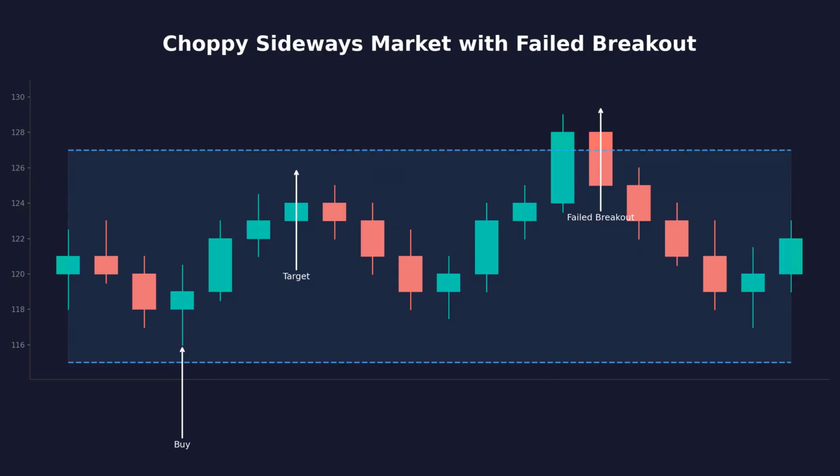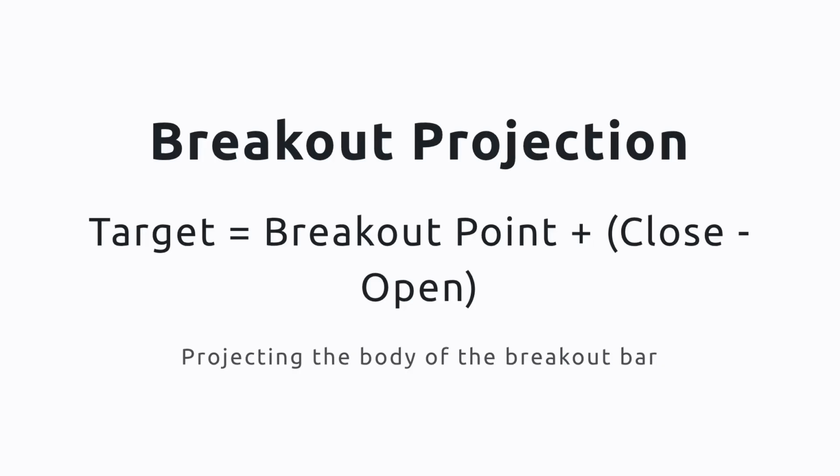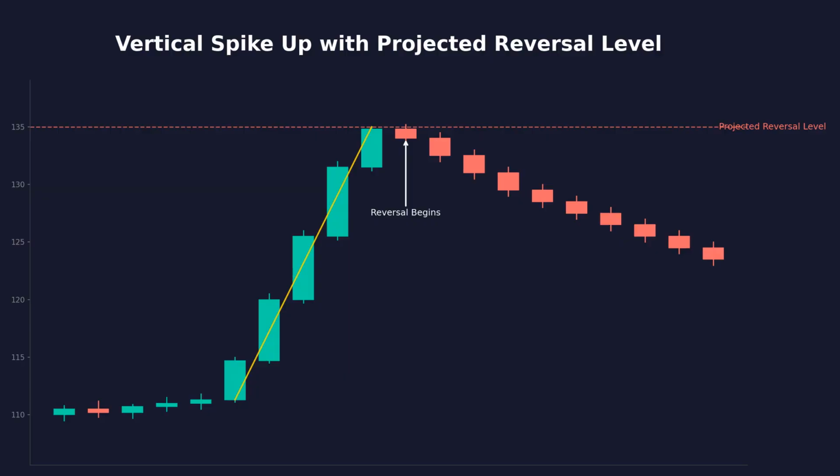80% of breakout attempts fail. Another crucial target is the gap measurement. When a strong trend bar breaks out, measure from the breakout point to the close of that bar, then project that distance forward. Let's look at a complex trend. Here we have a strong breakout. We measure the height of the initial spike. This projection often lands exactly where profit-taking causes a reversal.